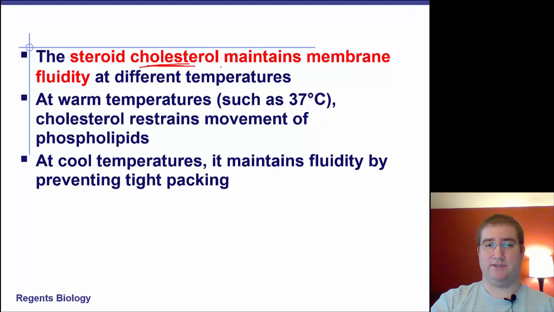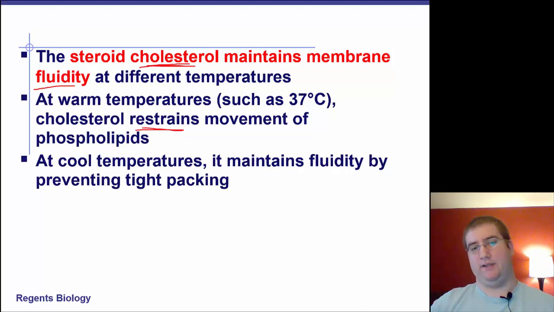So the job of cholesterol is actually to keep the membrane at pretty much the same fluidity. It's going to keep it the same consistency no matter the temperature. At warm temperatures, it's going to stop the membrane from just falling apart and relaxing and becoming a puddle. Because that would be bad if you just melted when you walked outside in Florida.